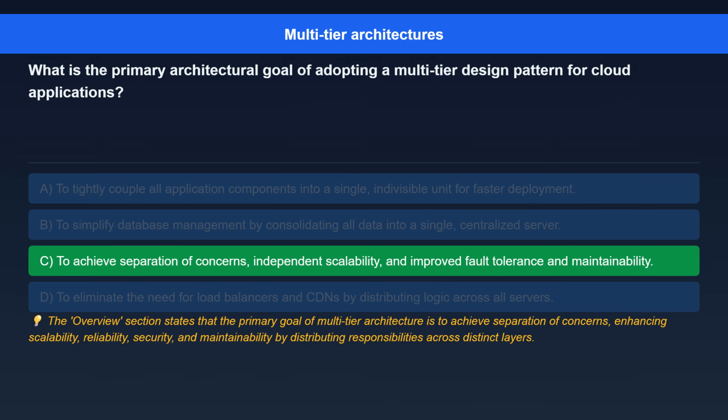The correct answer is to achieve separation of concerns, independent scalability, and improved fault tolerance and maintainability. Here's the explanation. The Overview section states that the primary goal of multi-tier architecture is to achieve separation of concerns, enhancing scalability, reliability, security, and maintainability by distributing responsibilities across distinct layers.